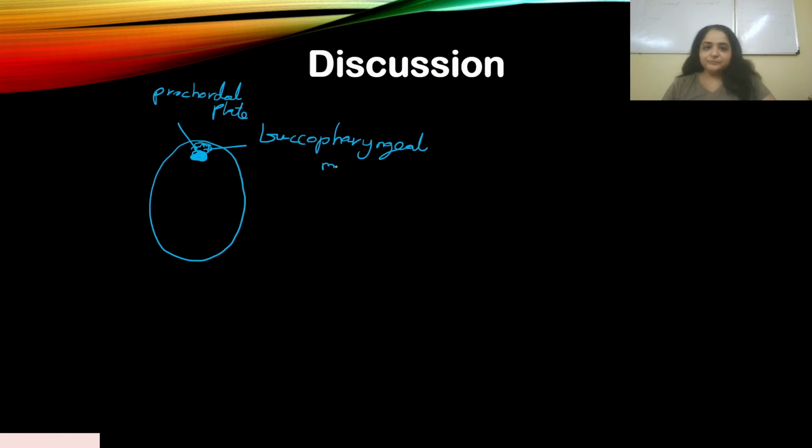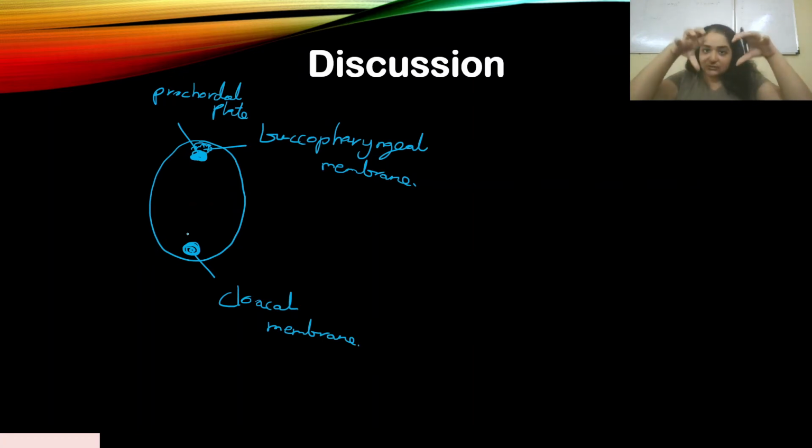Okay, membrane. And over here at the bottom, what do you have? The cloacal membrane, which forms the openings, the anal openings, the urogenital openings. Okay, now what you're seeing is from the top. I want you to understand that this is the top view. Now what happens? How does this bigerminal layer become trigerminal layer?